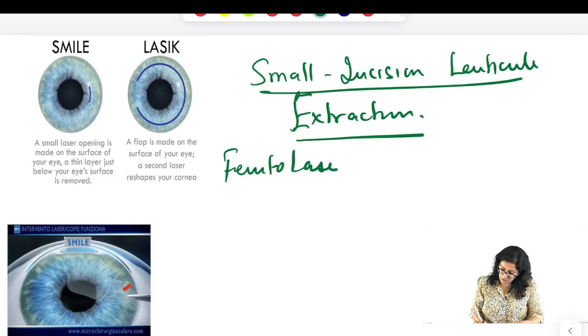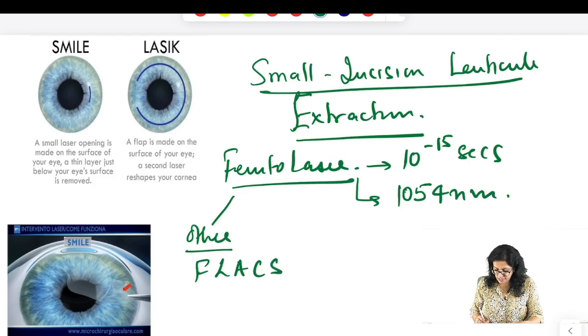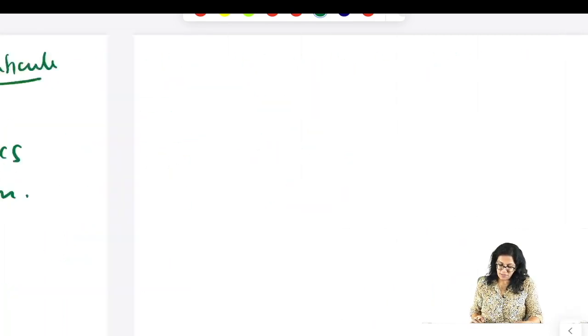Two points here. Femto laser, what is the pulse duration? It is 10 to the power of minus 15 seconds. And the wavelength here will be 1054. Okay. And what is the other use of femto? We all know, it is used in femto laser assisted cataract surgery. Right. And we just saw that femto can be used to raise a flap in LASIK. Come to the next slide.